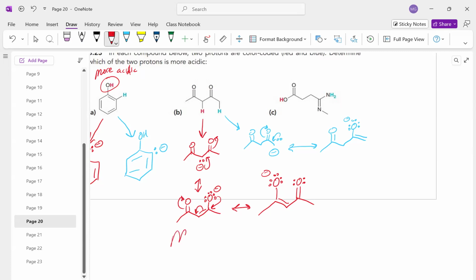So there's more resonance stabilization on the red pathway, meaning the red hydrogen is more acidic than the blue hydrogen.